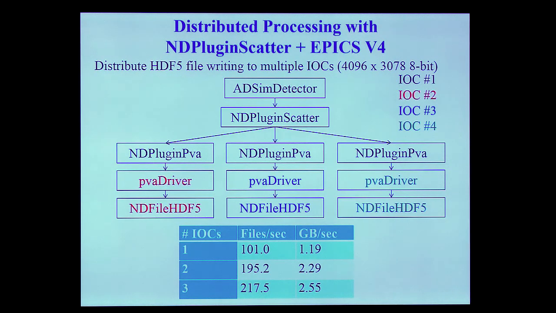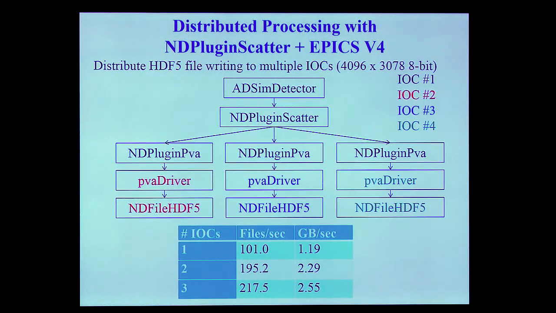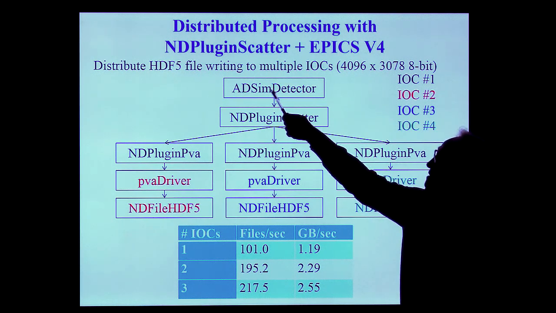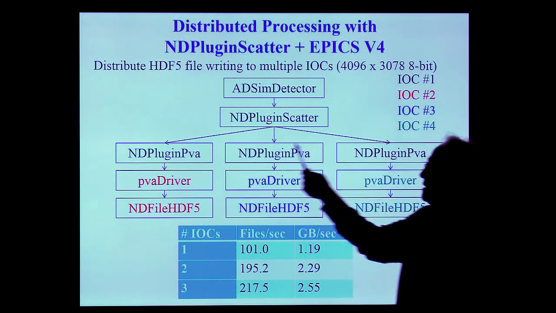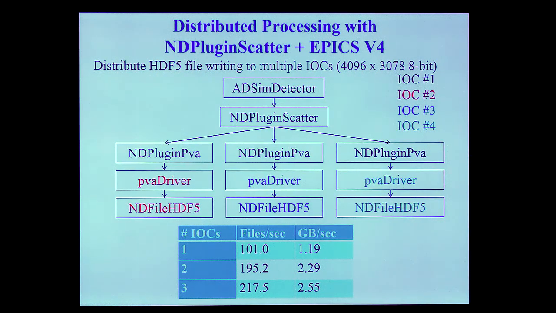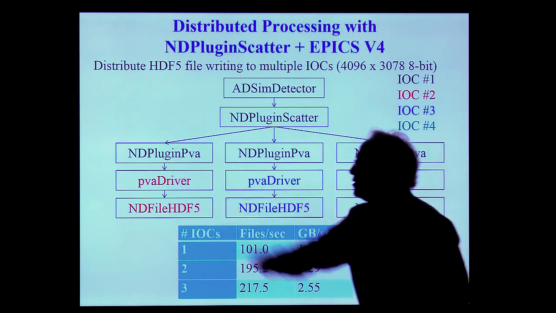And here's just an example of doing it. Somebody wanted to be able to write HDF5 files faster than this library permitted. In other words, the file system was really fast. The bottleneck was the HDF5 library. It couldn't run at the full rate. So what we did is we took the SIM detector, ran it to a scatter, and ran 3 different PVA plugins that were feeding their output into 3 IOCs.